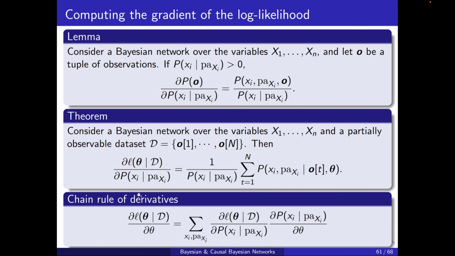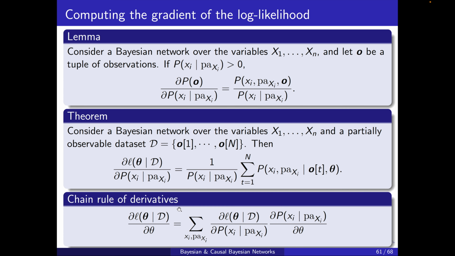Great. And finally, we have the chain rule of derivatives. The partial derivative of the likelihood with respect to some parameter theta can be written in this form. It's the summation over xi and parents of xi, where the CPD corresponding to that, the conditional term, appears in the numerator and the denominator. They kind of cancel out, you can think of it. And then we have the partial derivative with respect to this parameter theta. Just note that this is a bold theta including all the parameters. This is just one of them.